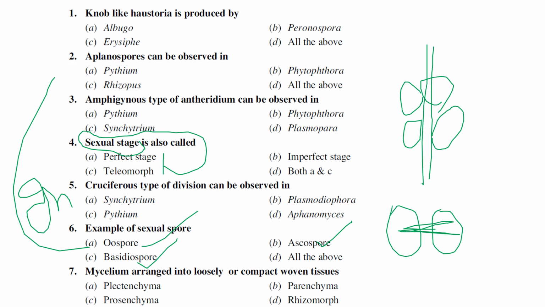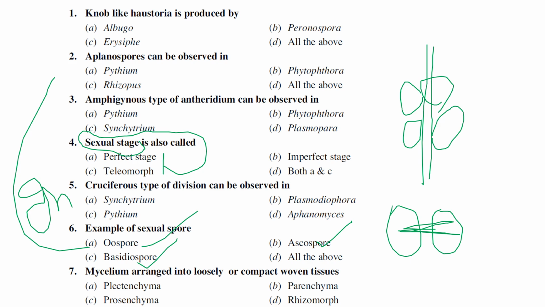These are also sexual spores, but haploid non-resting spores. Ascospores are produced by the Ascomycota group of fungi, whereas basidiospores are produced by the Basidiomycota group of fungi. The next one: mycelium arranged into loosely or compact woven tissues is known as plectenchyma, parenchyma, prosenchyma, and rhizomorph.